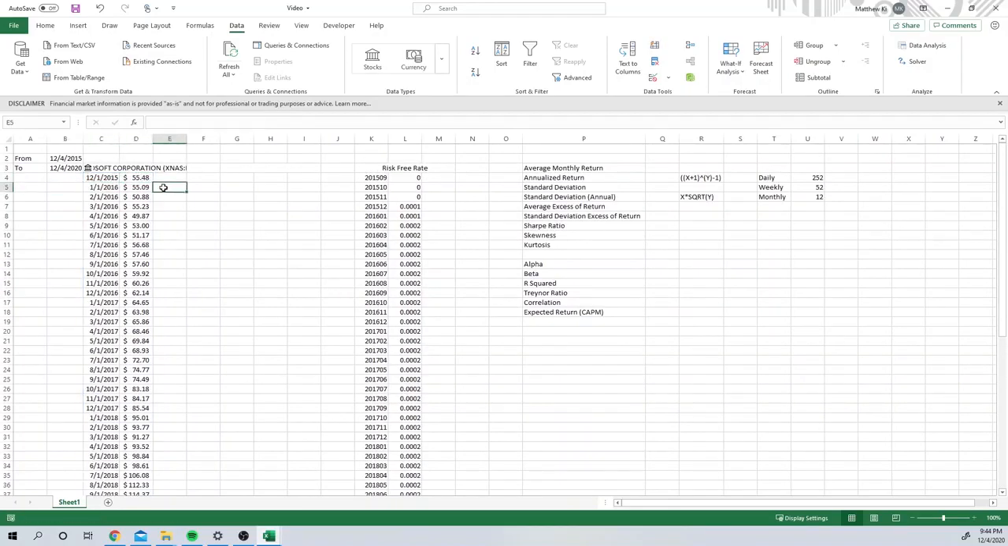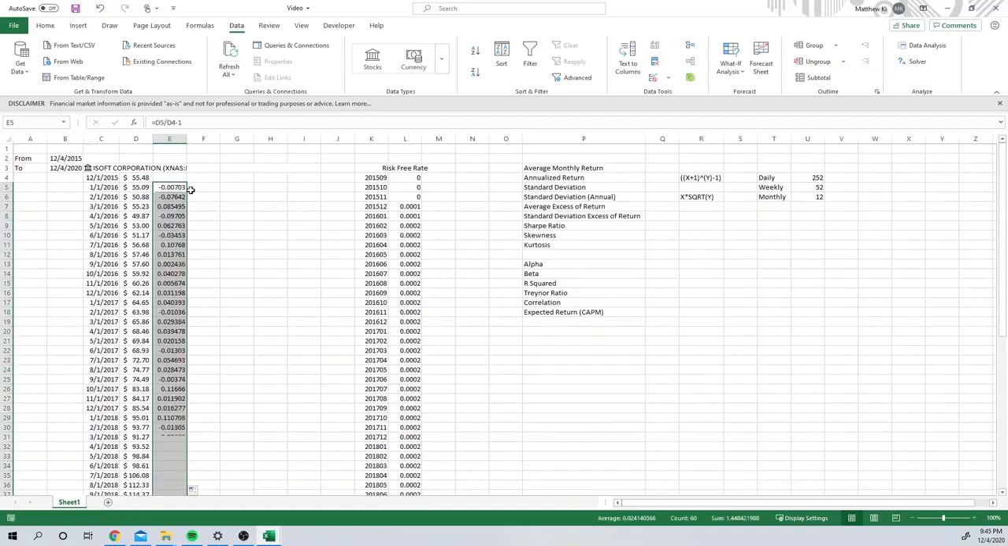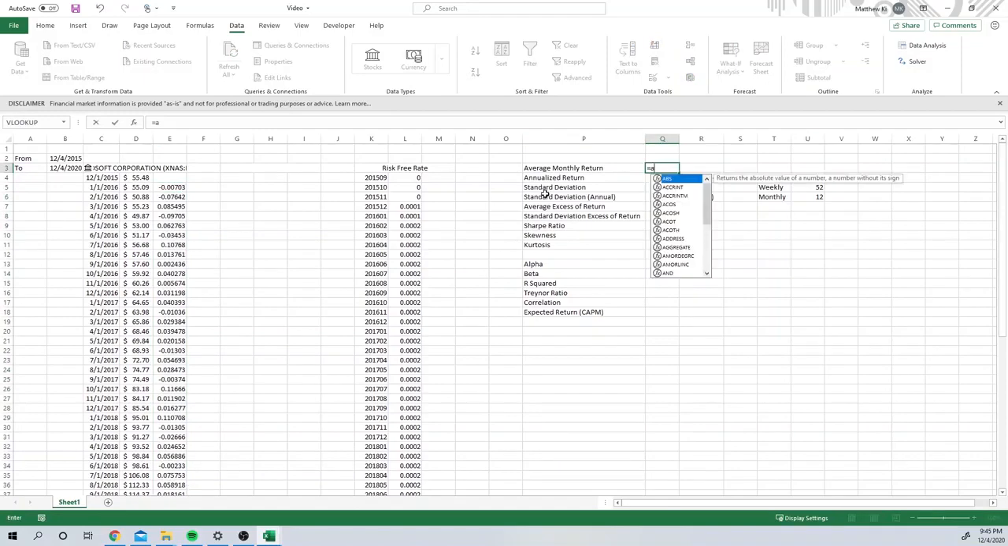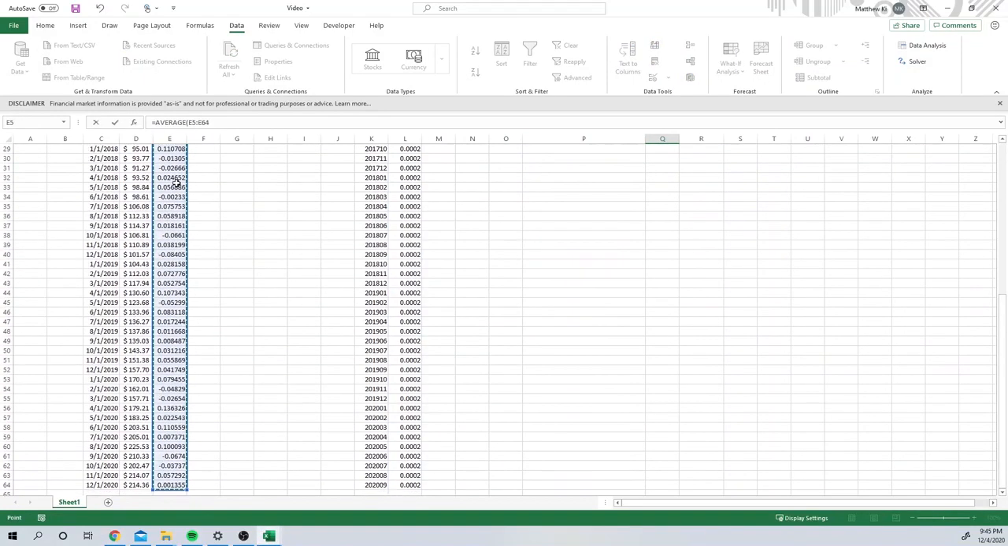Now we have to calculate the change. The stock price by itself doesn't give us anything about the returns. So we take this divided by the one before it, minus 1, and carry that down. Now we can calculate the average monthly return: equals average, and take it down all the way.